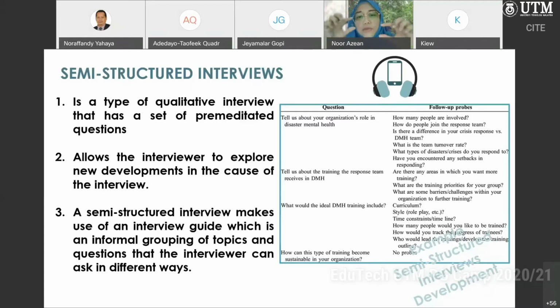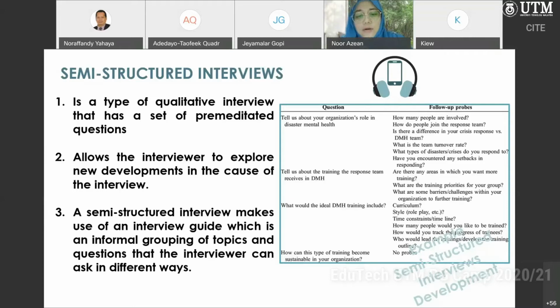So instead of that one, you have the probes, or a question to add more details on the first or the main concern, right? For example, what are the training priorities for your group? Okay, what are some barriers or challenges within your organization to further training? All right. So this was very important.